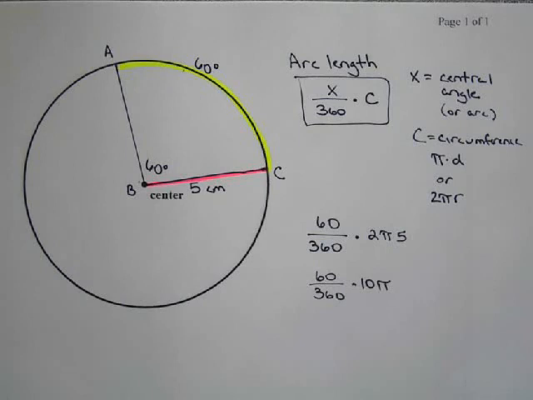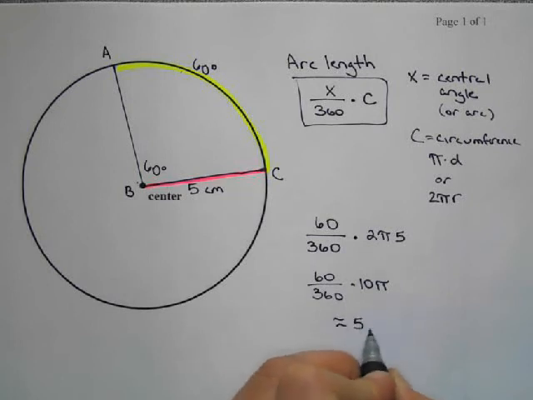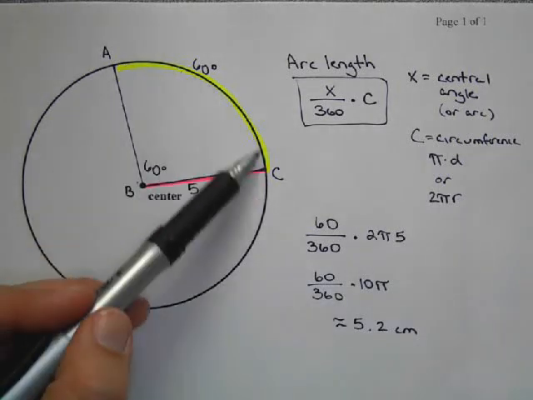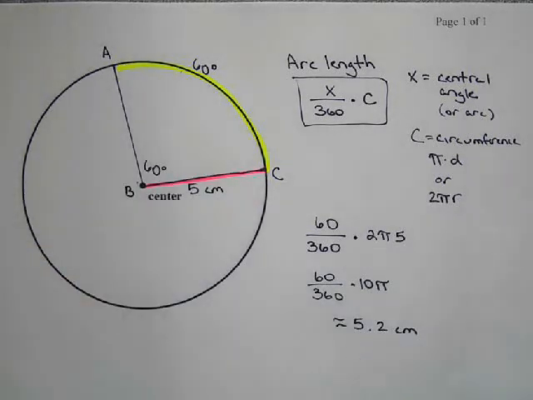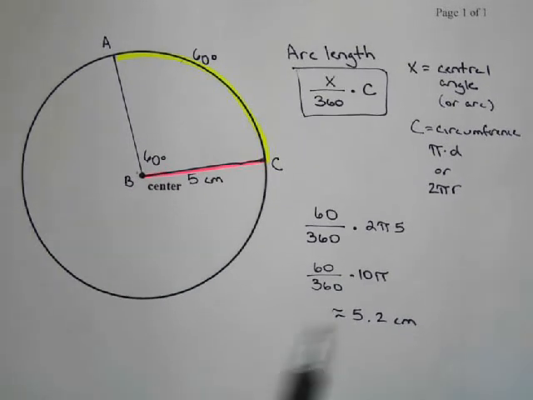And if we do this on a calculator, we get a decimal of approximately 5.2 centimeters. So if you were to cut this arc off and stretch it out and measure it on a ruler, it would be about 5.2 centimeters. You can also always leave your answers in terms of pi, but for our purposes in this explanation, we'll just multiply it all out and get a decimal answer.